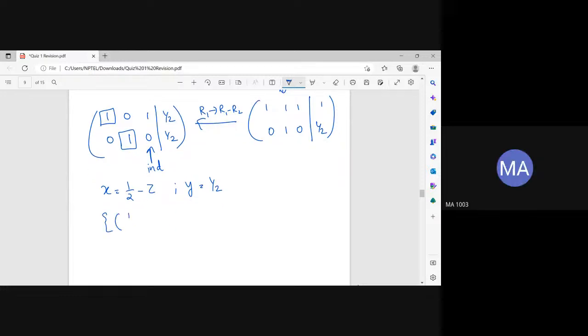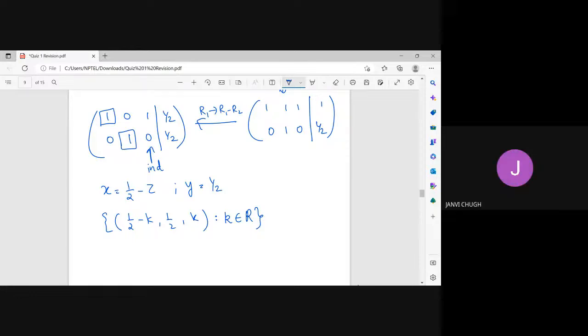So the solution is going to be half minus Z. How is it an independent variable? Because you can choose any value for Z and it's going to satisfy this equation, right? Actually, it is a little bit confusing. By definition, I learned that all pivots are independent and everything. All pivots are dependent. Whenever you say pivot, you say dependent. Everything else is independent.